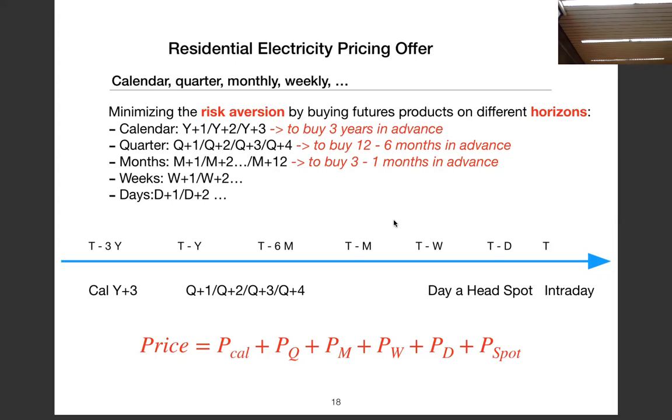Okay, now I know a little bit better my number of customers. I know that during the winter they will consume more, so I try to buy some calendar product. And you can do that 1 month before, 1 week before, 1 day before, and then at the end, you can just buy the difference on the day-ahead market. And so at the end, the price is a kind of mix. So the fixed price at which you will have your contract with the customer will be a kind of mix between the price of calendar product, quarter product, monthly product, weekly product, daily product, and the spot day-ahead market.